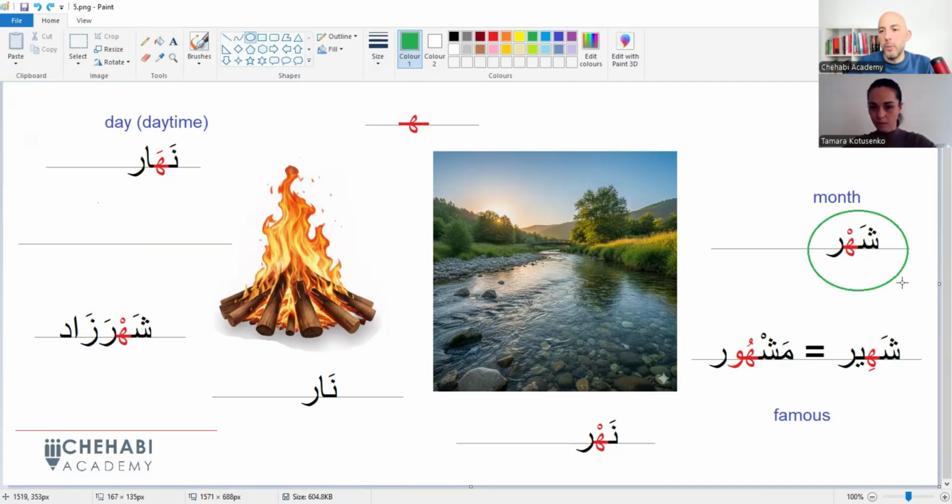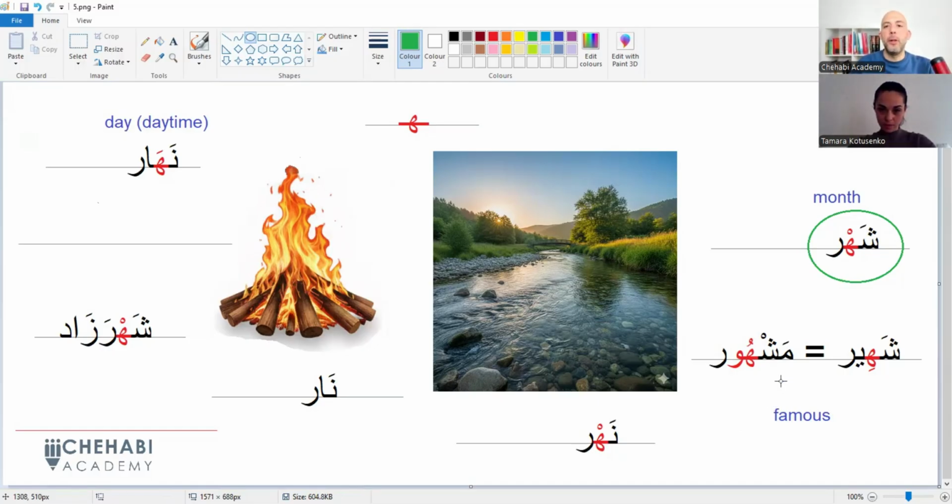How do you pronounce this word, Tamara? شهر. Shahr. Exactly. Ra is barely pronounced. Shahr, which is month. Next word. How do you say famous in Arabic? شهير. Yes, shahir or مشهور, mashhur. These are synonyms. You can say shahir or mashhur.